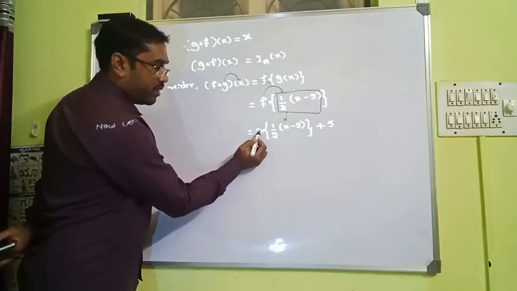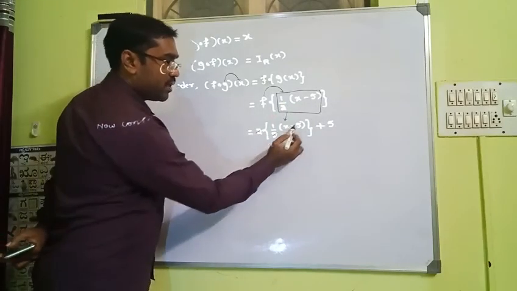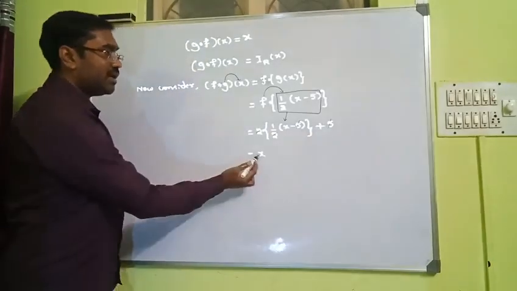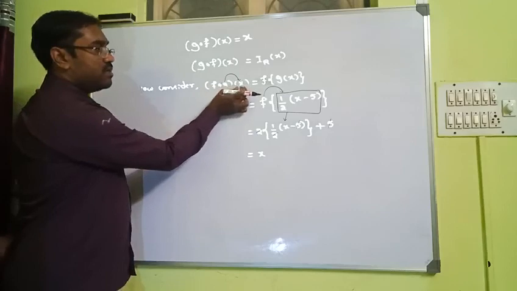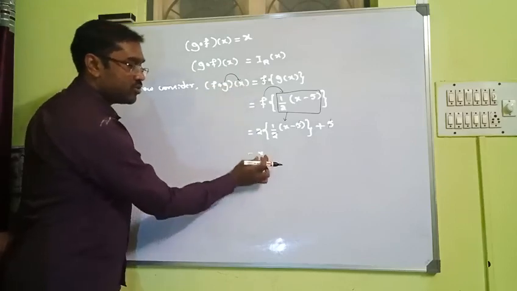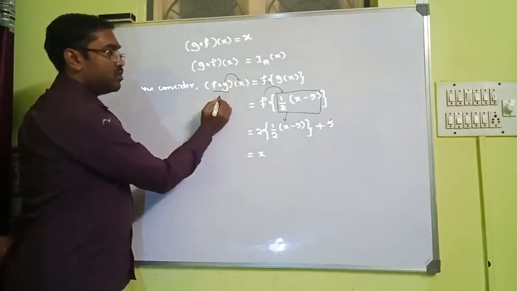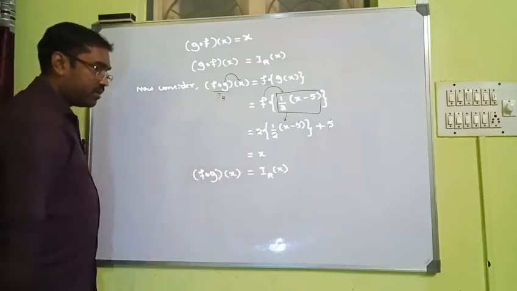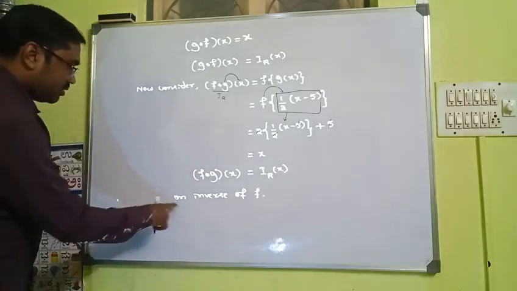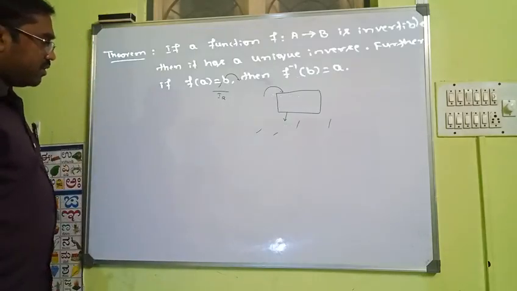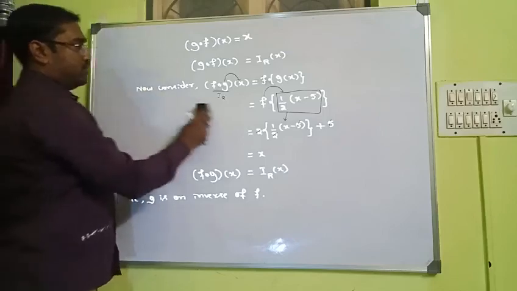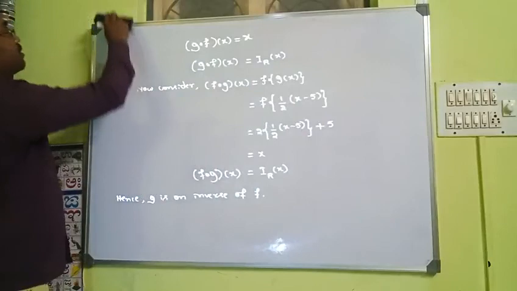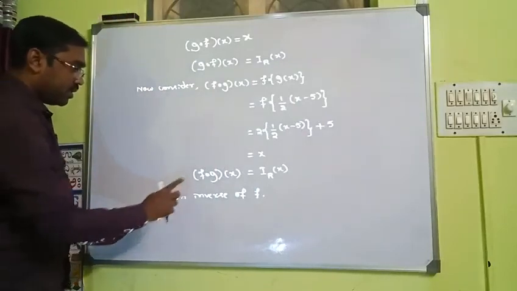Now what happens? This 2 and this 2 will get cancelled, and this minus 5 plus 5 will get cancelled. So what you get is just x. So we have proved that the image of this element under this function is also x. So this is your I_R again. Hence g is an inverse of f. So we have proved that g is an inverse of f.